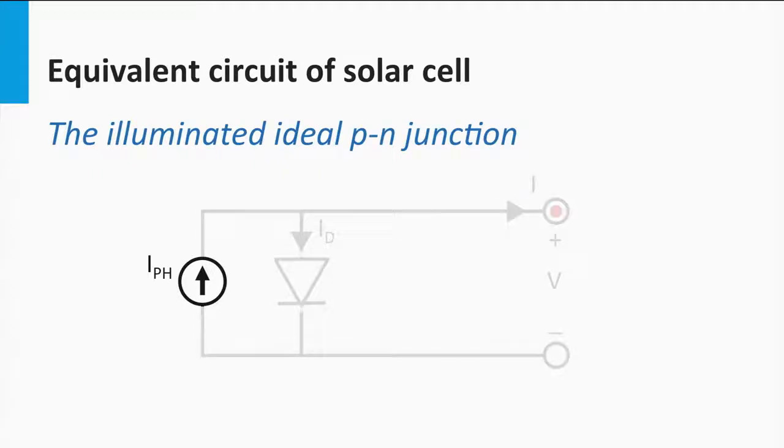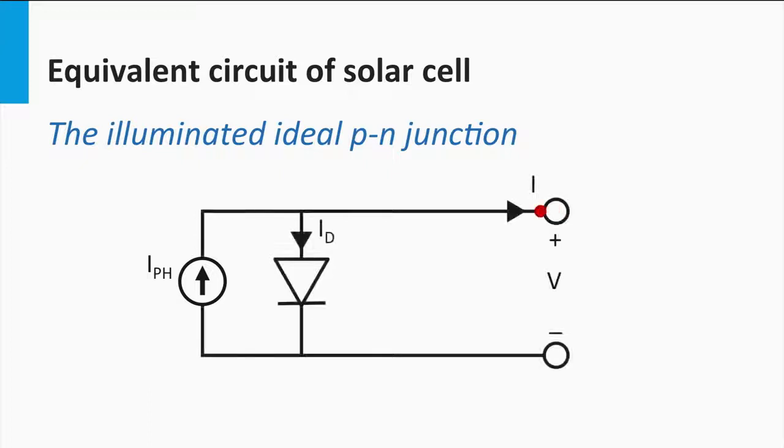The electrical symbol of a current source is a circle with an arrow. The arrow points in the direction of the positive current. It means that the far majority of the electrons in this equivalent circuit travel through the current source in the opposite direction of the arrow. The current generated by the light is IPH, where pH stands for photo. Note that the photocurrent is in the opposite direction of the forward current of the diode.